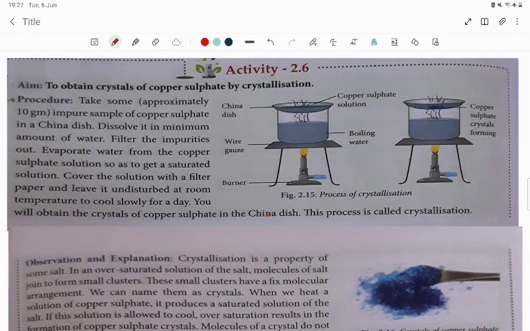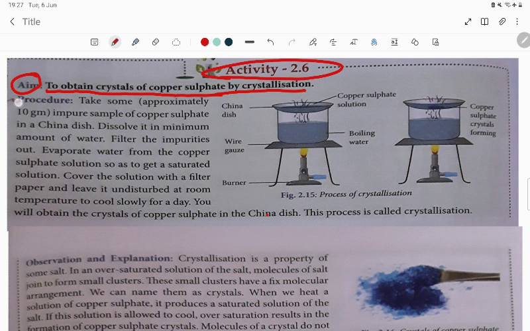Hello student, let's try to understand activity 2.6. The aim of this activity is to obtain crystals of copper sulfate by crystallization. We need solid crystals of copper sulfate by the process of crystallization, student.